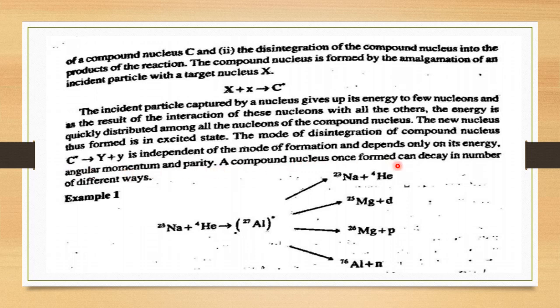A compound nucleus once formed can decay in a number of different ways. So here you can see sodium and helium interacting to form aluminium. This is the first step, formation of a compound nucleus, and it can be disintegrated in 4 different ways. Okay, this depends on the energy, angular momentum and parity of the compound nucleus formed.